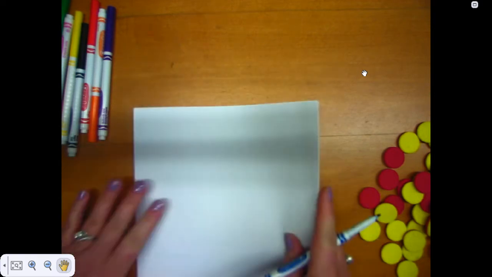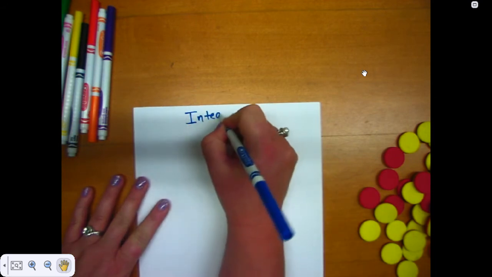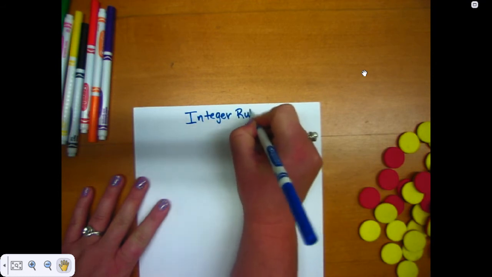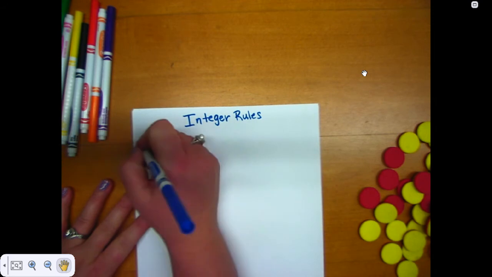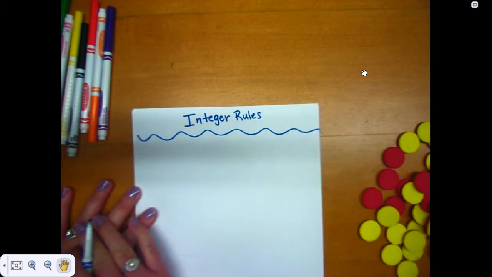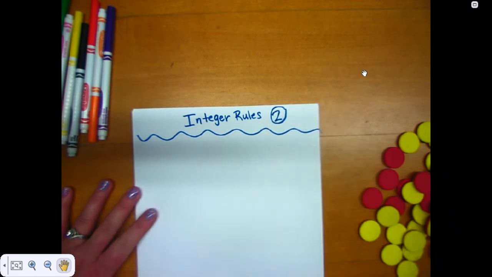All right, so today we're going to be talking about integer rules. So you need to put at the top of your paper, integer rules. Oh, I'm sorry, I haven't turned my screen on. Y'all are probably wondering what I can see on my screen, but it's not on your screen. So you're going to put integer rules across the top, and you're going to put a number 2 because this is your second notebook entry.